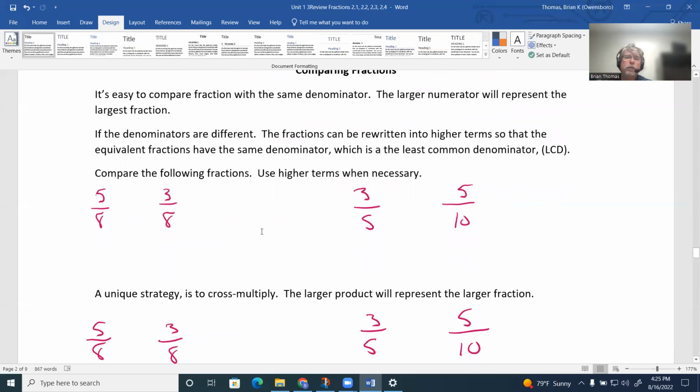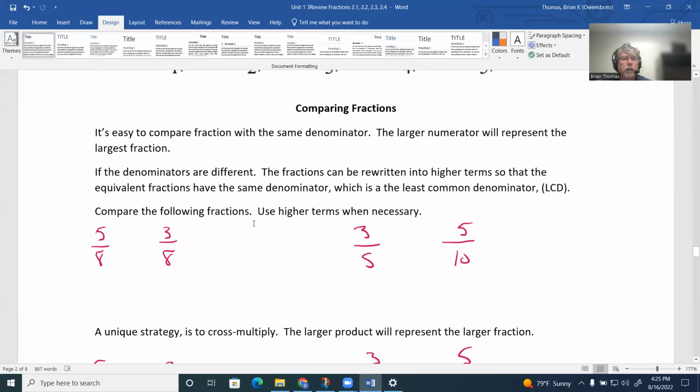Another thing we want to get into in this section is comparing fractions. It's easy to compare fractions with the same denominator. The larger numerator will represent the largest fraction in that situation. But if the denominators are different, the fractions can be written in higher terms so that the equivalent fractions have the same denominator. A lot of times we call this the least common denominator. So if I want to compare the following fractions, using higher terms as necessary, I can do that. On this first one, 5/8 and 3/8, notice they both have eighths on the bottom. So 5/8 is more than 3/8.